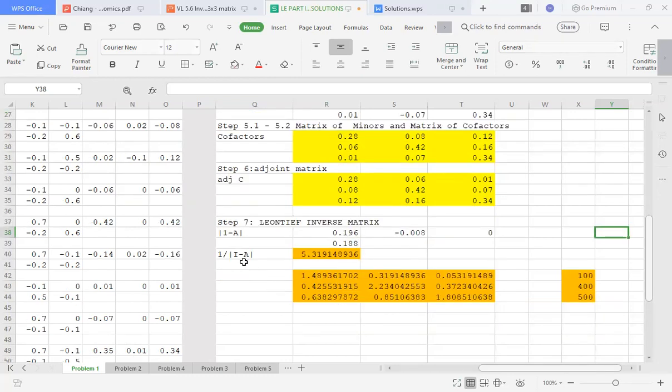Getting the inverse, class, would mean that, suppose this is your determinant, you will need to multiply it to every element of the adjoint matrix. Remember this was our discussion on adjoint. It's just the same as the Leontief inverse, class. So if you have a determinant already, that is multiplying it to every element of the adjoint matrix. So that would be your inverse.